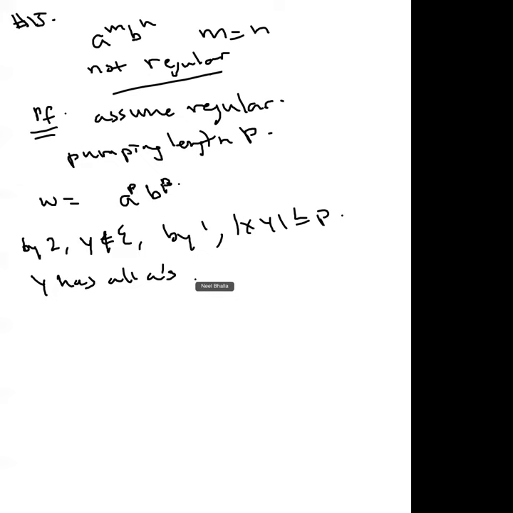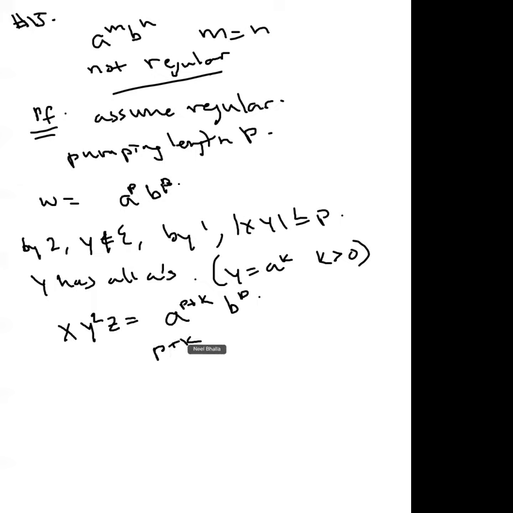And then this time we're going to pump up, just because we pumped down last time. So x y to the 2 z is equal to A to the p plus k this time, B to the p. But notice that p plus k is not equal to p for k not equal to 0. So therefore, the language L is not regular.